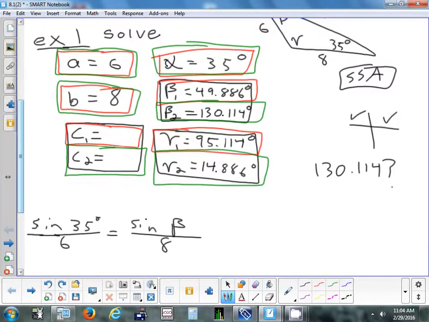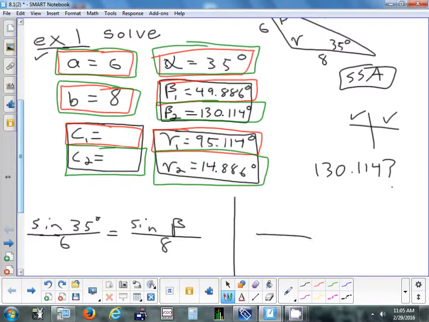And now we're going to find C1 and C2. What row do you think we're going to use to find both C1 and C2? Yeah, we're going to use this top row. That row is in both. Okay? We have other rows that are in both now, like 8 and 49.886. That's a row that's complete. And 8 and 130.114. Okay, we also could use that row for the second triangle. But it's better to go with the original row.